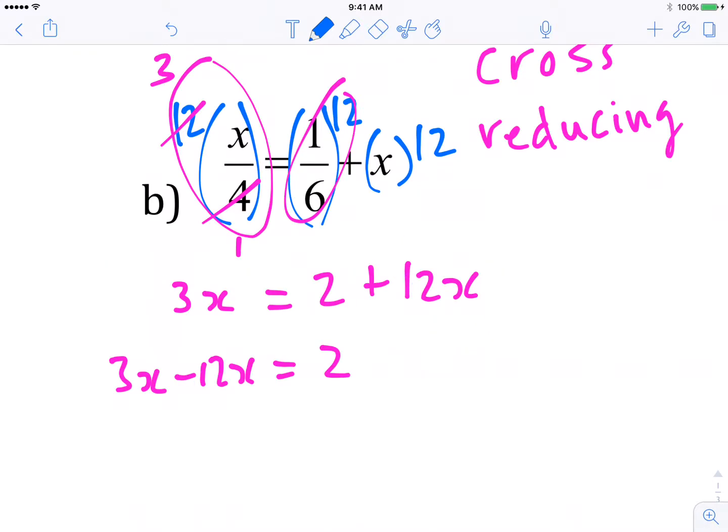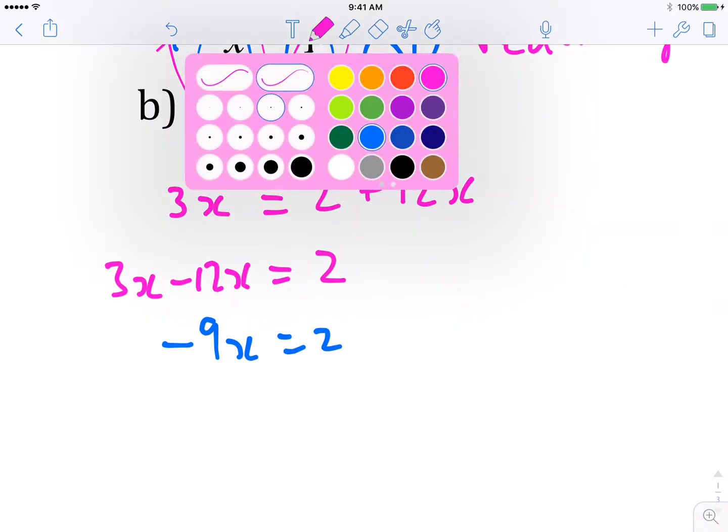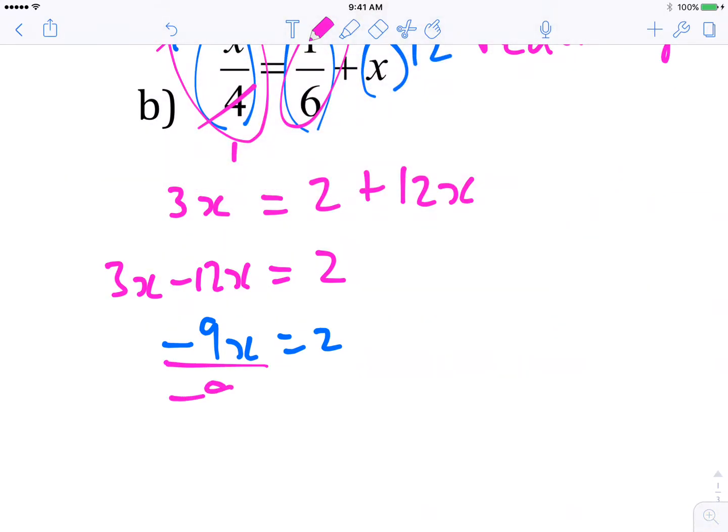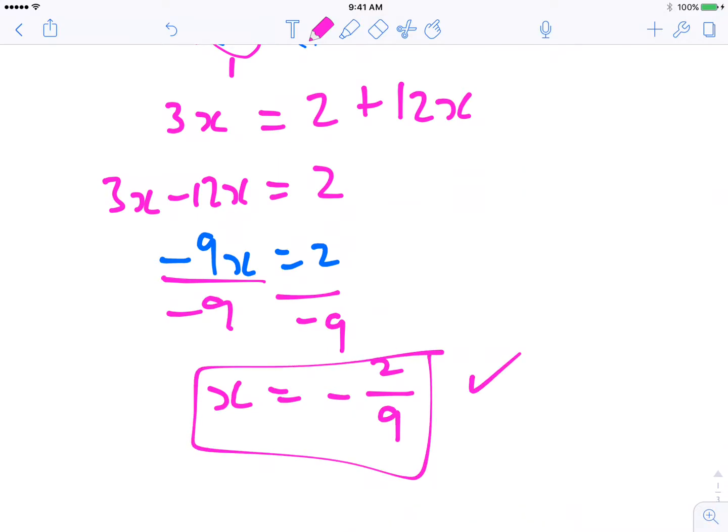So now I have 3x minus 12x, and that's negative 9x. Sorry, I apologize, negative 9x equals 2, and then we want to divide both sides by negative 9, and we get x equals negative 2 over 9. And that's our answer for that.